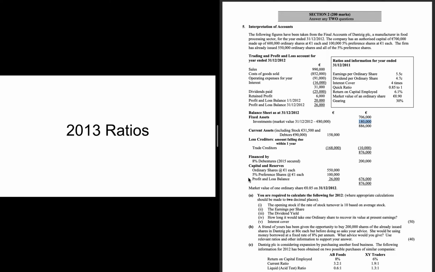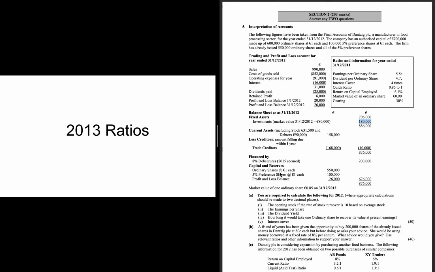Right, so we have the 2013 ratios question here. Yeah, it's fairly straightforward again. You're seeing the same ratios in part A. So we've got Danzig here. Again, the first thing I'm going to check, thinking about these going forward now, is the share price. So the share price is 90 cent last year and it's 85 this year. That probably suggests things are going to be negative in our report.